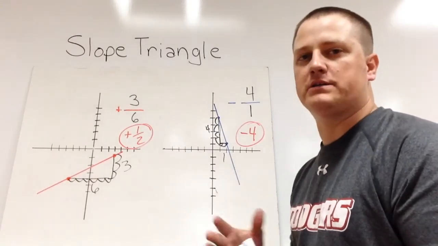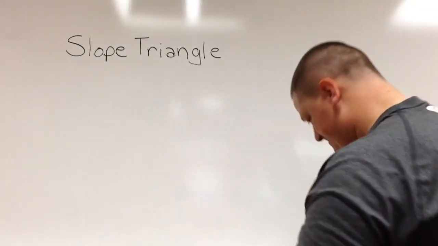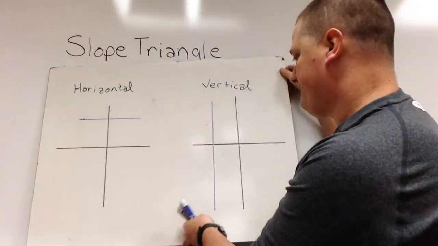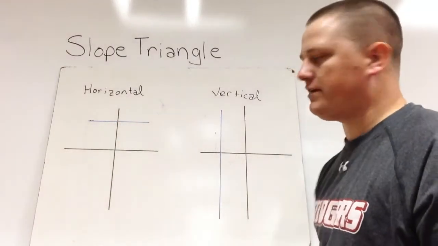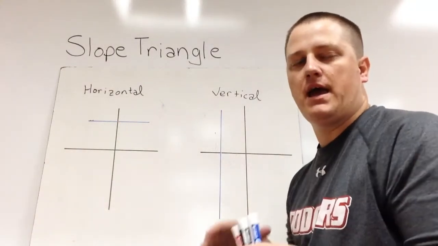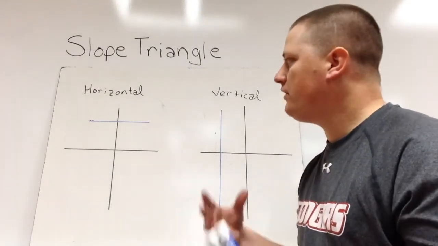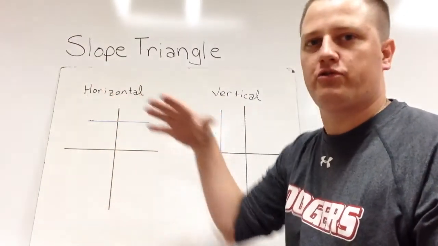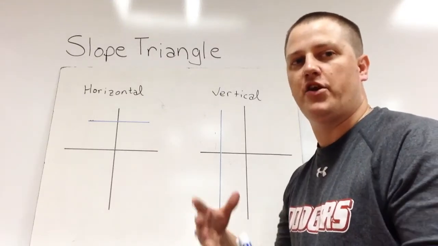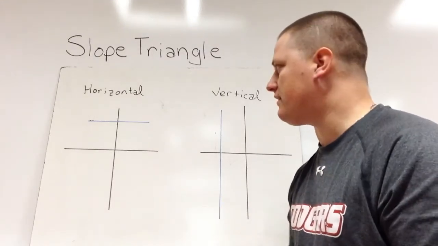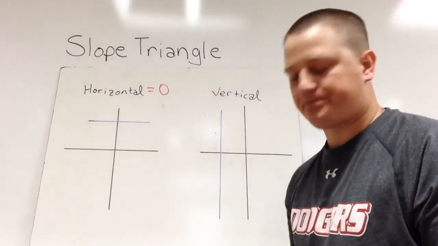Alright, now let's look at horizontal and vertical lines. If you look, what I have here is a horizontal line and a vertical line. If you notice, we can't really make a triangle with these two, so we're just going to try and figure out what their slopes are. So for a horizontal line, notice how there's no slope to it. There's no slope at all. Well, what number typically represents no movement? It'd be 0. So the slope of a horizontal line is always going to be 0.